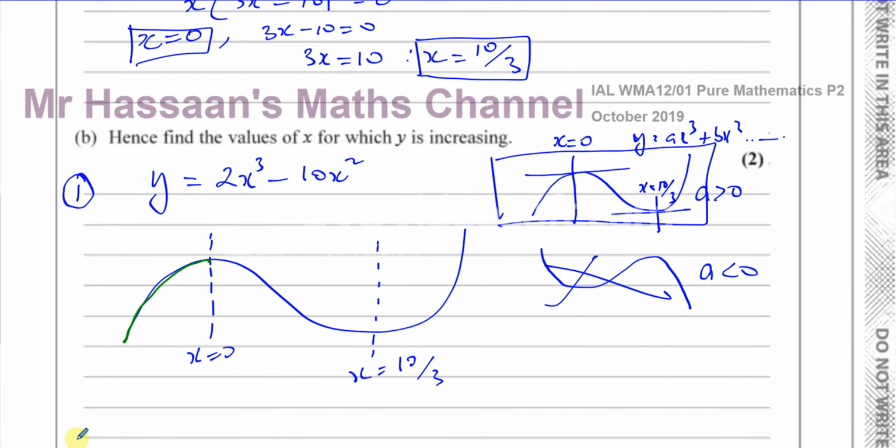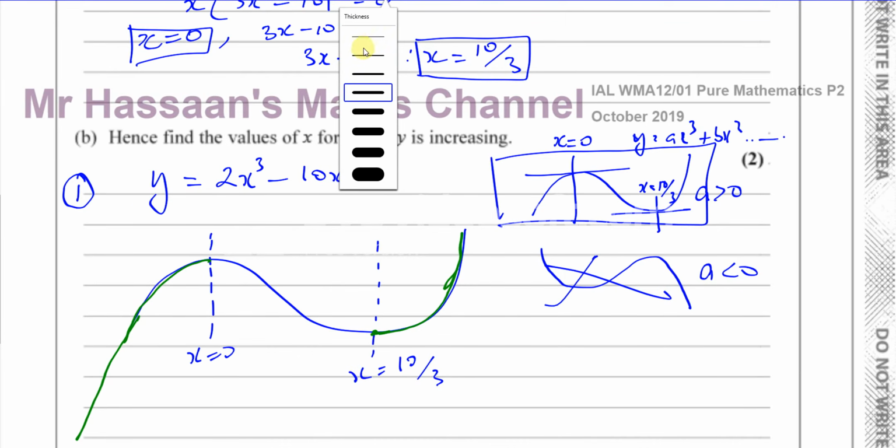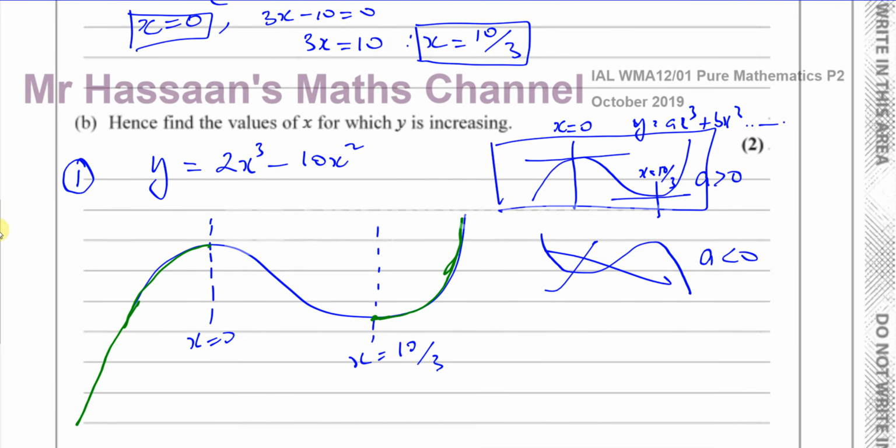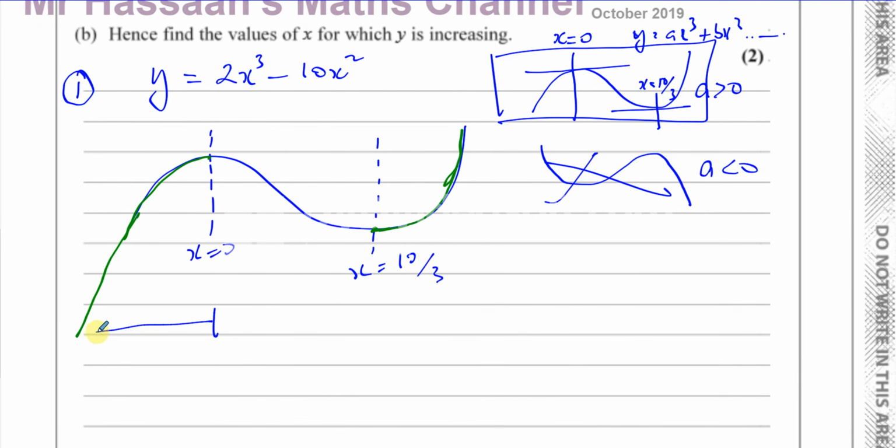So basically this curve will continue like this. It will go up and up, and it'll continue going down here. So it's going to be increasing all of this time until it reaches this point. Then it starts to decrease, and then at this point it stops decreasing and starts to increase again. Okay, so we can say that the values of x for which y is increasing are when x is less than 0, in this region here, and when x is greater than 10 over 3.